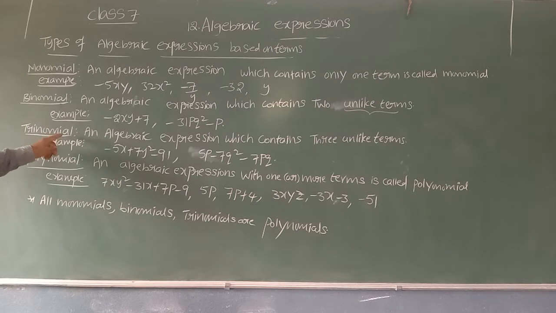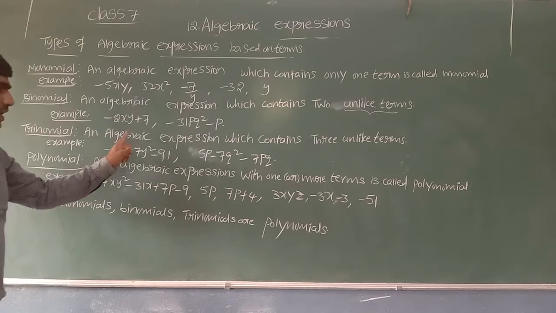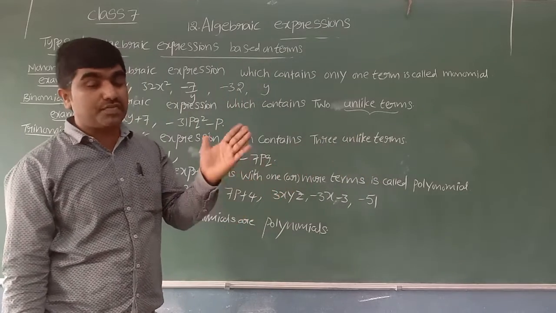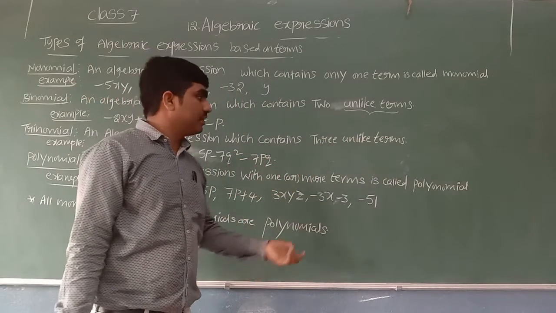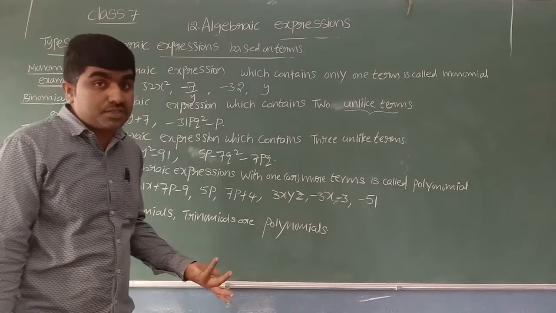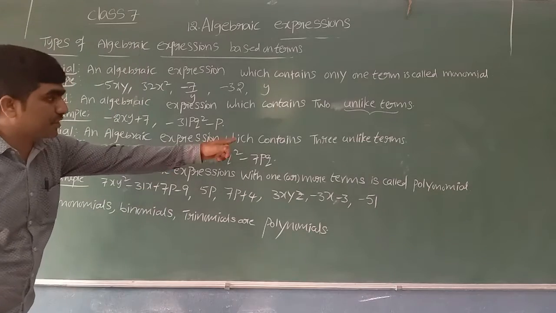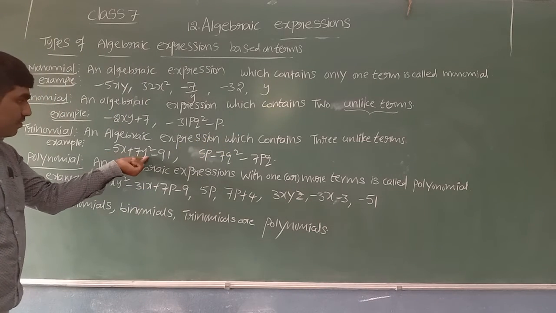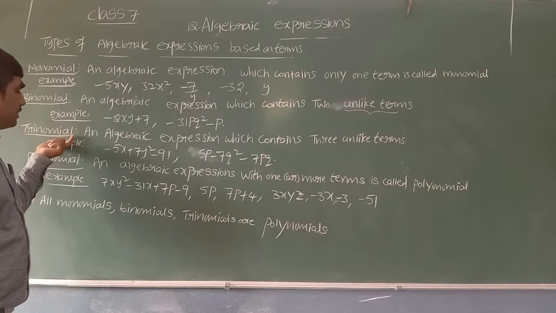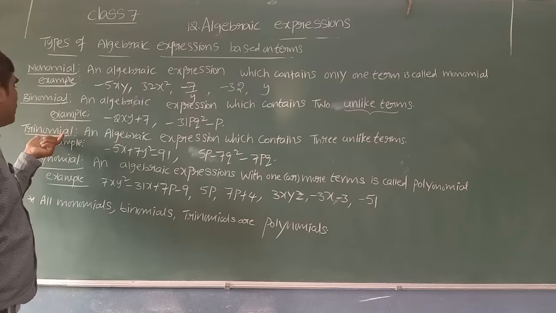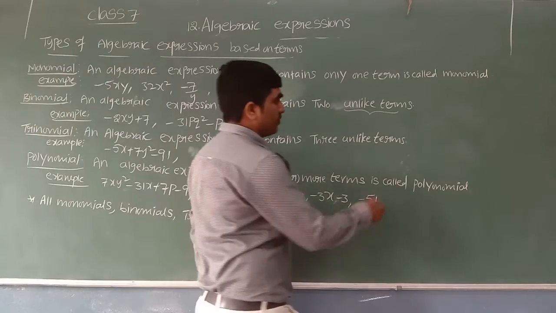Same thing for trinomial also. Triangle, three angles. Trinomial, three terms. An algebraic expression which contains three unlike terms. We should take unlike terms, because if we take like terms, again we need to simplify. If you simplify, you will not get three terms. Those three terms may become two terms or one term. So because of that, we should take only unlike terms. See, x, y square, constant: three unlike terms. Trinomial: p, q, pq, three unlike terms. It is called a trinomial. Hope it is clear to everyone.